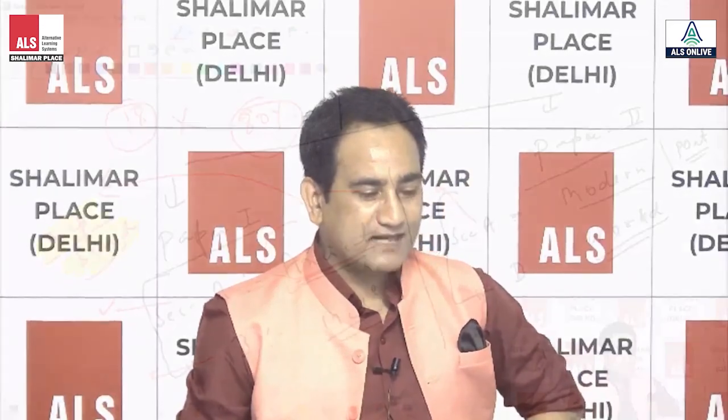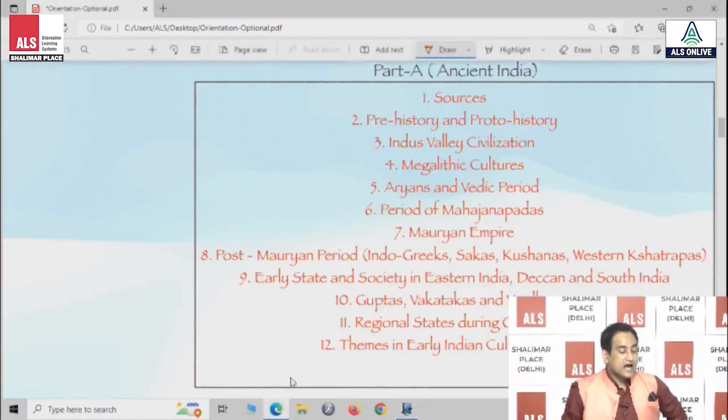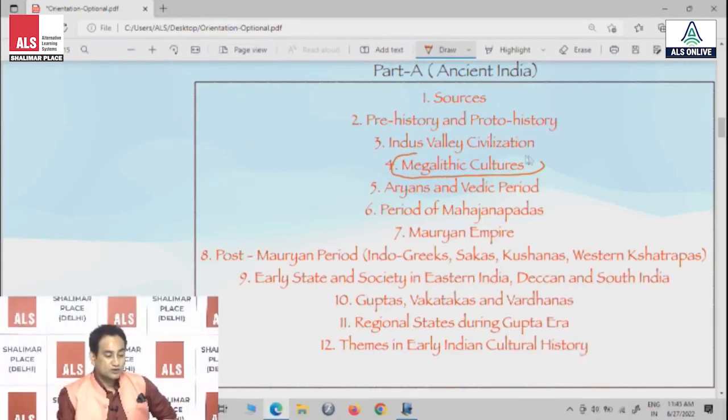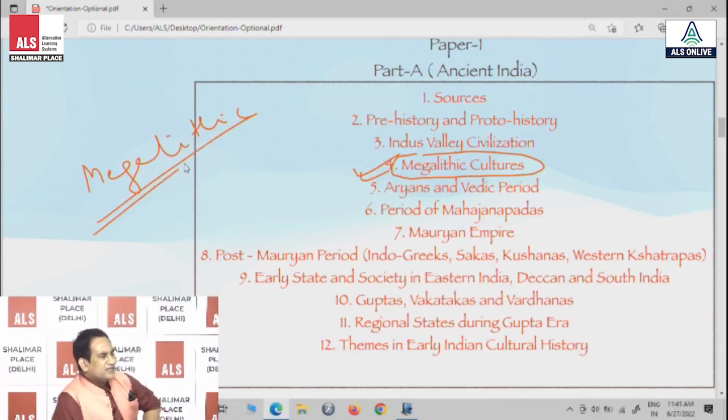Is it fine? So paper 1, ancient and medieval, you have to cover. And see the themes. When you see the themes, you will understand how they have covered everything. Suppose they have covered megalithic culture also, the 4th topic. A separate chapter is given. So in general studies also, they can ask a question in the preliminary examination on megalithic culture. Yes or no?